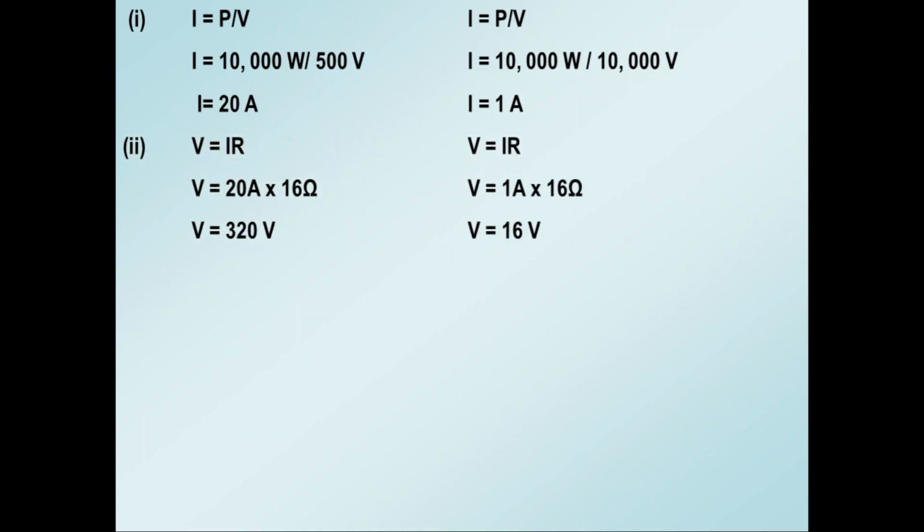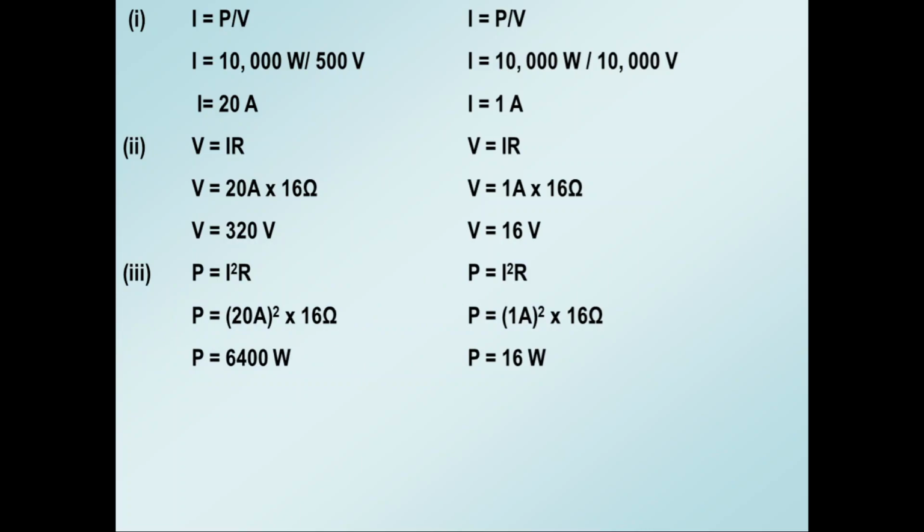The voltage drop is calculated using V equals IR. So when it is the low voltage, which produces 20 amperes, there is a voltage drop of 320 volts. But for the high voltage, which only produces 1 ampere of current, the voltage drop is 16 volts. So in other words, if you use the low voltage of 500 volts, 320 of those volts will be lost along the transmission line by the time it reaches the customer. That is more than 50% of the voltage. And if you use the high voltage, only 16 volts will be lost. 16 volts compared to 10,000 volts, that's a drop in the bucket.